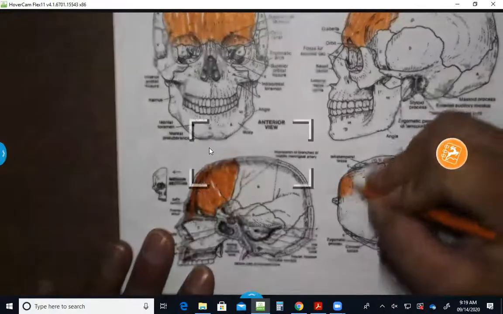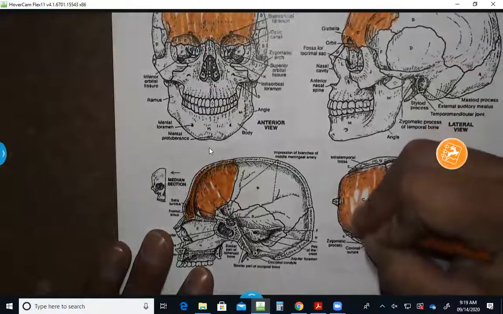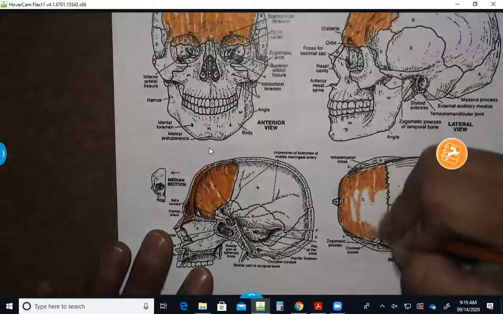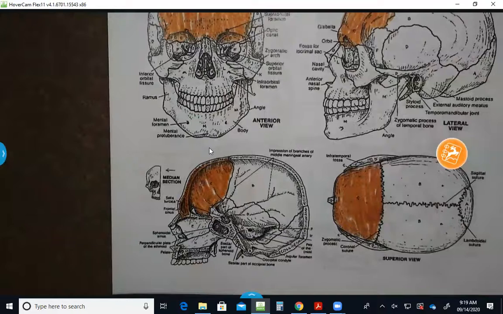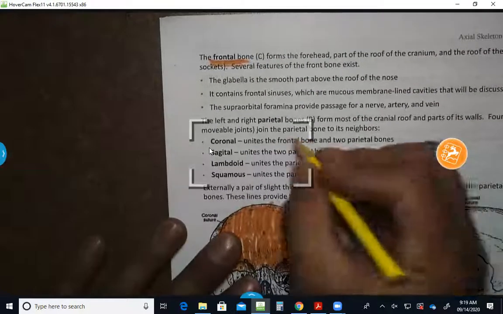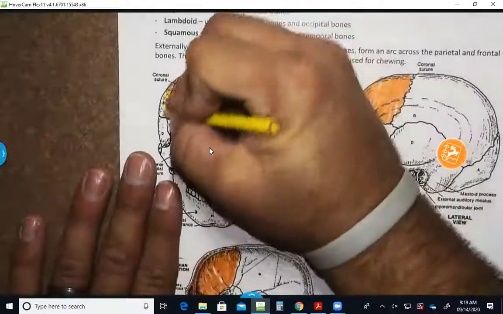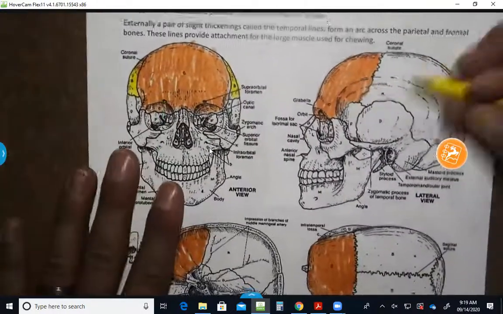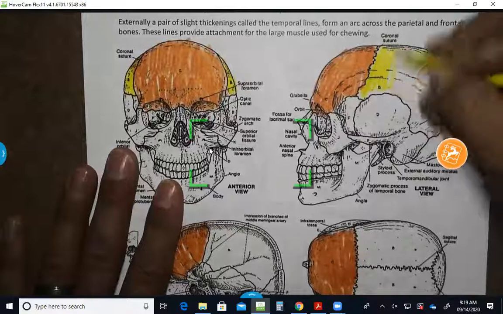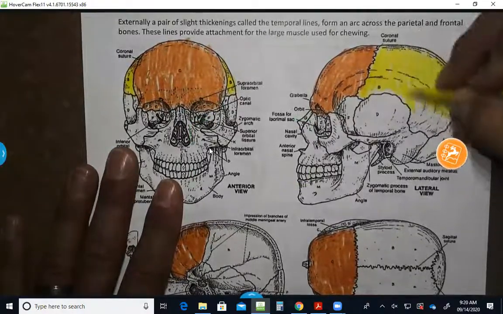And then from above. Okay, I'm going to go ahead and color the parietal bones as well, color those yellow. As I said, they form a good portion of our cranial walls and really the majority of the cranial roof, or skull cap, as we call it, calvaria.